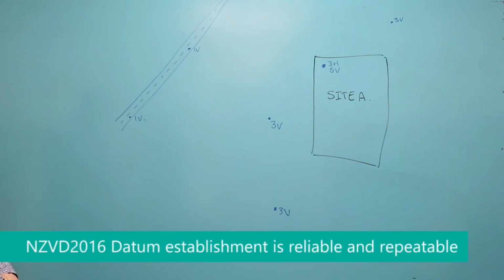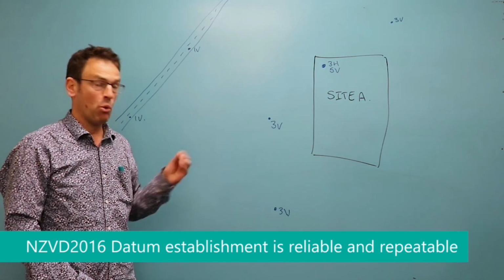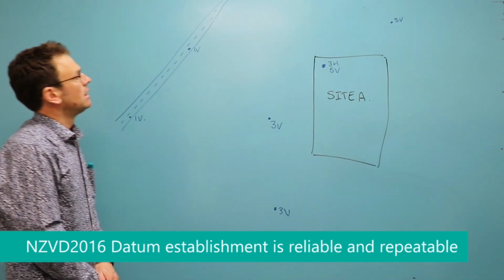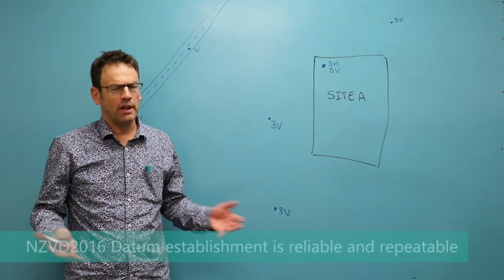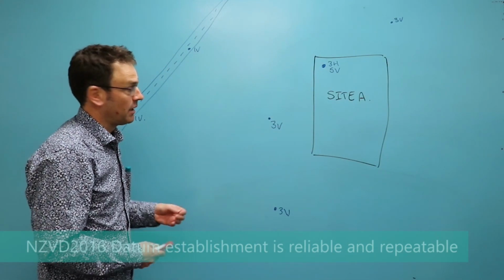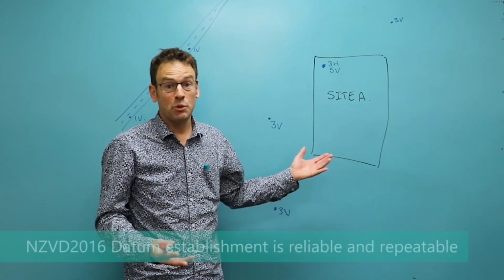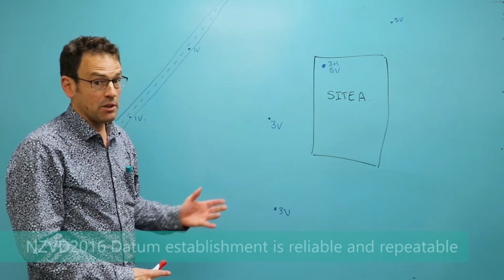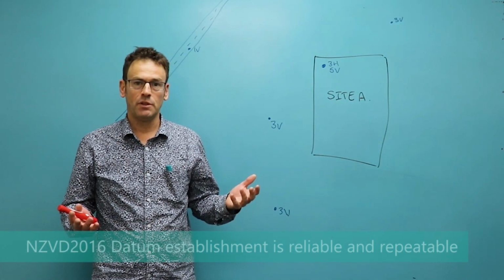So my first example point is about the fact that NZVD is more reliable and more repeatable. And I've drawn a basic example here to describe a typical scenario of any job. Now I say any job, but this could be, I've called it Site A, a cell phone tower in the Coromandel, a road intersection in South Auckland, or a cadastral job where you need to define a height restriction plane. Before you go out and do the job, as a surveyor, what would you do? You would look up the information around the job.